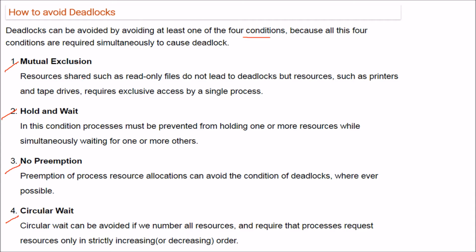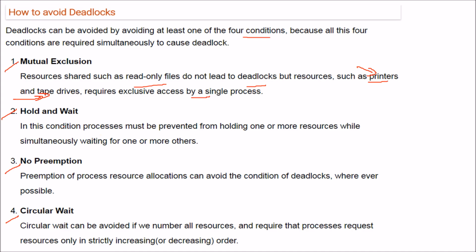First is mutual exclusion. We want to avoid at least this condition. Shareable resources such as read-only files do not lead to deadlock. But resources like printers and tape drives require exclusive access by a single process. So they need to be given mutual exclusion.